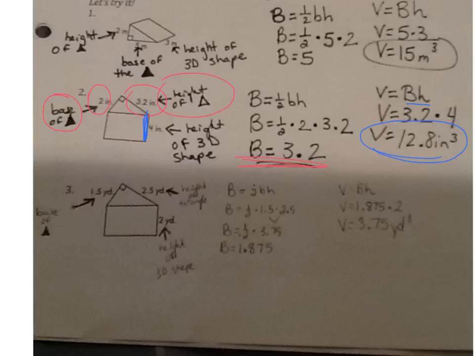And then we do the same thing for number 3. The shape of the base is a triangle. We find out that the base is 1.5 and the height of the triangle is 2.5. And then the actual height from one base to the next is 2 yards. So just my base area would be 1.875. Now we do not want to round that. We want to leave it the way it is, and we're going to plug that in. Area of the base, times the height. And for number 3, we get an answer of 3.75. And of course we label it in yards cubed.